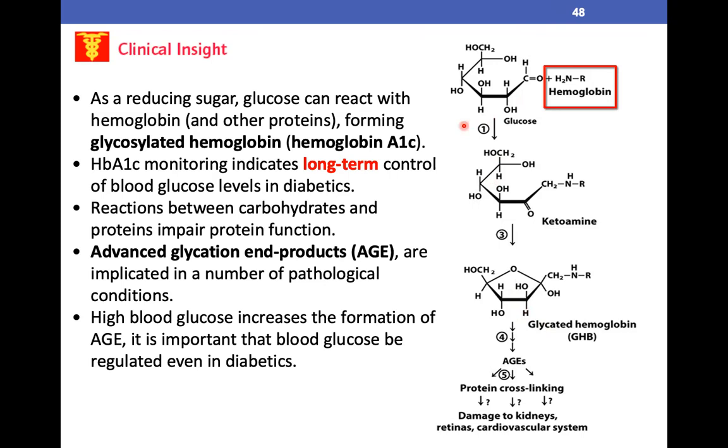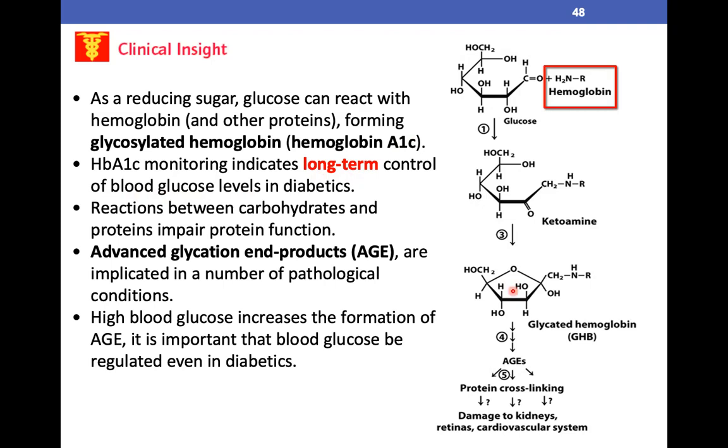Glycosylated hemoglobin is a very good indicator of how much glucose I've had in my body over a long period of time, not just a short period of time. So that's the main thing. It's a long-term control of blood glucose levels. Okay, because once it gets glycosylated, it pretty much stays glycosylated. It's not like blood glucose that just goes up and down.